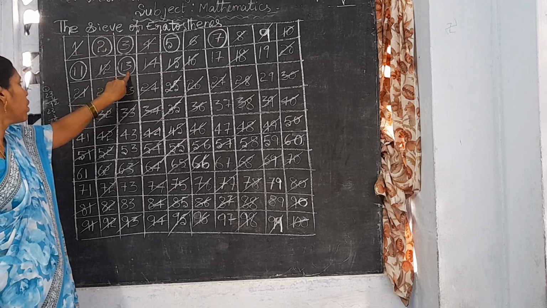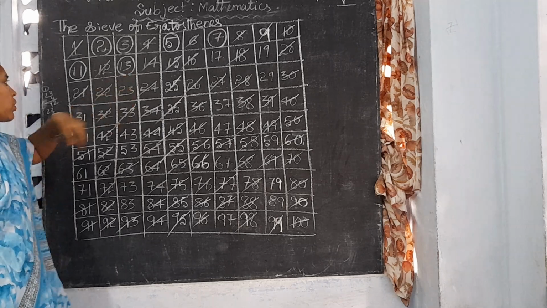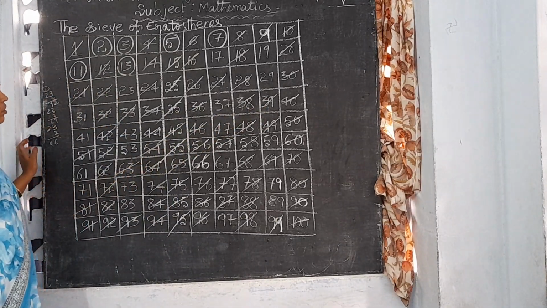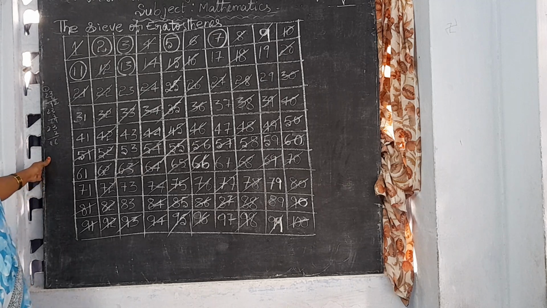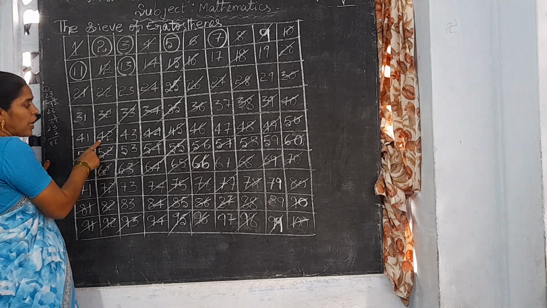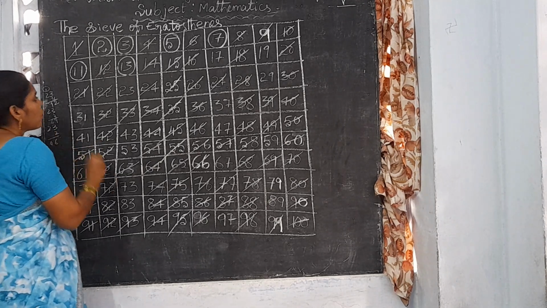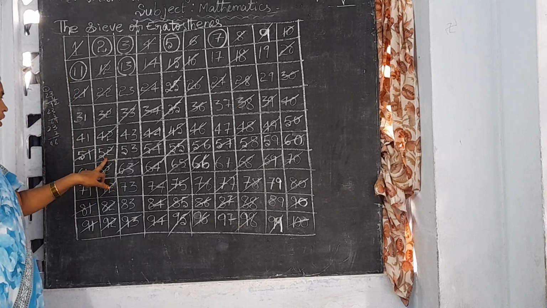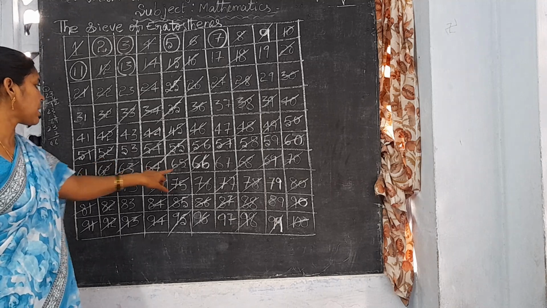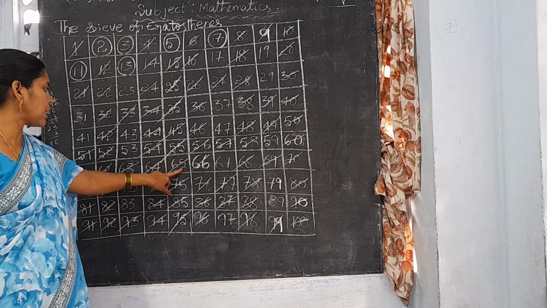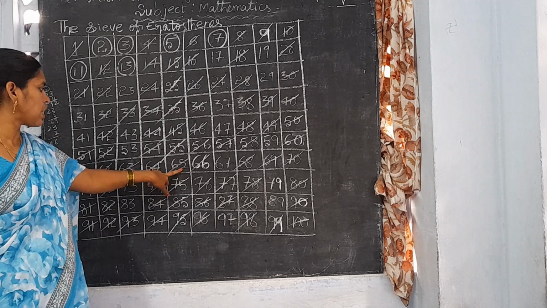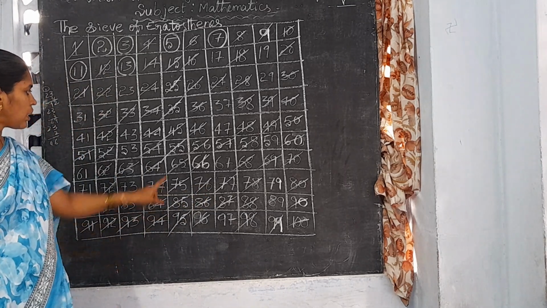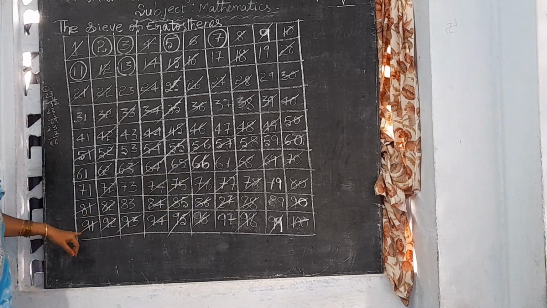I told you 13 2s are 26. Already it is cancelled. 13 3s are 39. 13 4s are 52. Already it is cancelled. 13 5s are 65. It is cancelled. 13 6s are 78. It is cancelled. 13 7s are 91. It is cancelled.